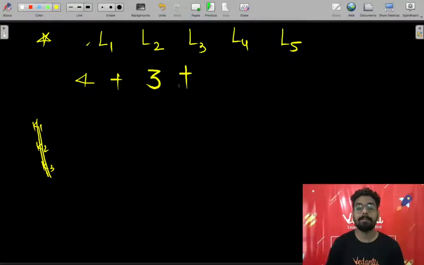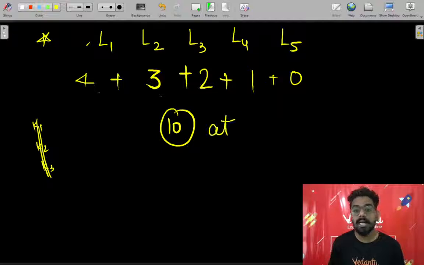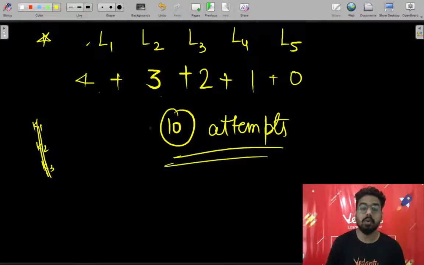Similarly, यहां पर आपके 2 अटेम्प्ट होंगे, यहां पर आपके 1 अटेम्प्ट होंगे, और यहां पर we will have just 1 key, 1 lock. Answer is 0. So कितना आंसर हुआ आपका? 3 + 4 is 7, 7 + 3 is 10 attempts. 10 अटेम्प्ट के बाद you will have the answer. So answer for this question is 10 attempts. I hope this is clear to all of you.